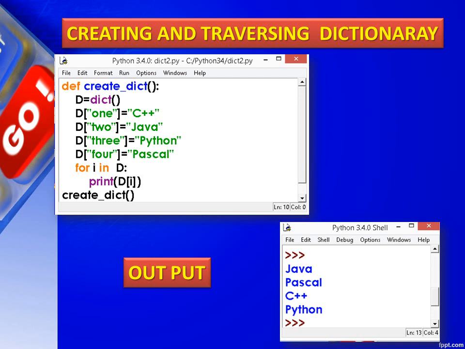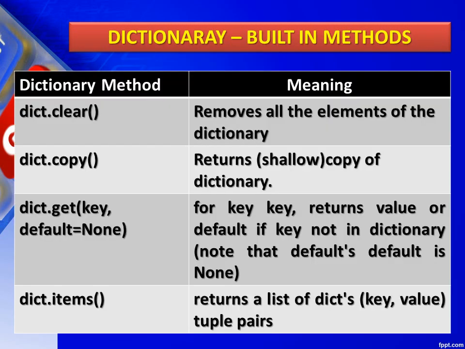Now we have to call a new variable, that is I of D. It will display the value when we call the function. As we know, we call the function with the function name only, and the function name is create_dict.